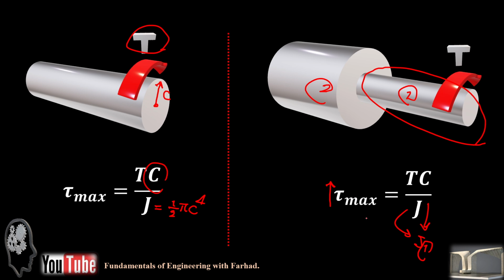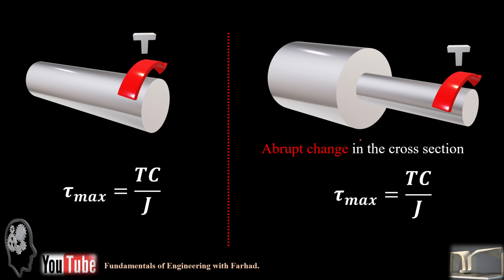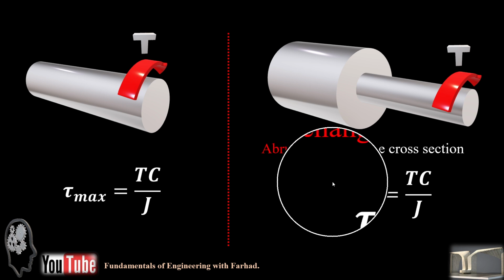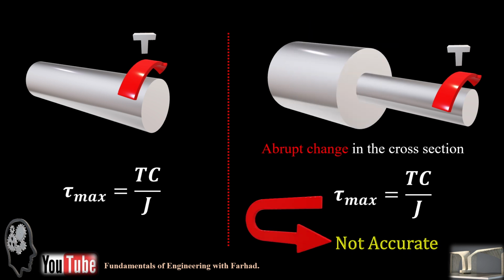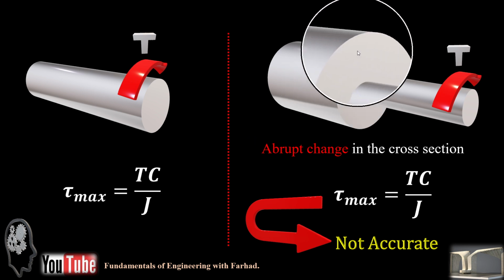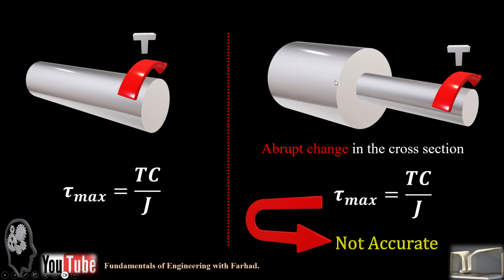shear stress. But due to abrupt change in the cross section, we cannot say this formula is wrong, but it's not very accurate. That's just in theory, because due to this abrupt change in cross section, tau maximum at the transition is much higher than this formula, maybe something like a higher coefficient than 1, definitely.